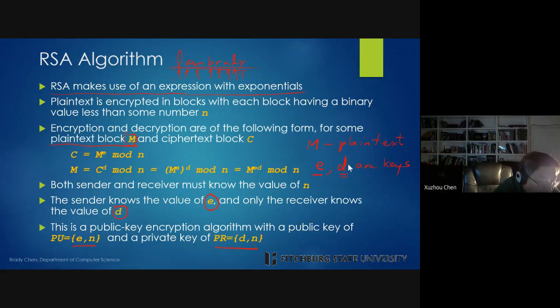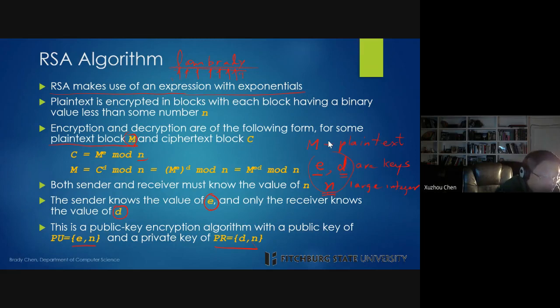And then we need to figure out another number n, also a very large integer. We're going to talk about how to generate the number n, and based on n, we're going to generate e and d. Now once we got these three numbers, e, d, and n, they are related. Then we can generate the ciphertext.